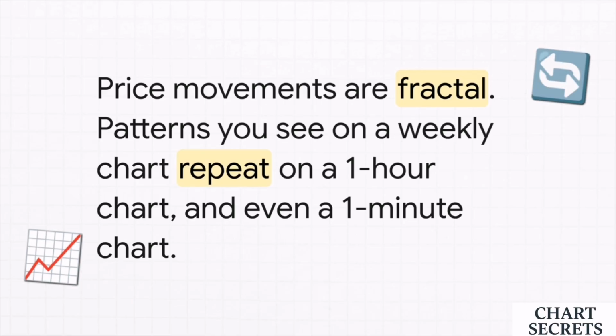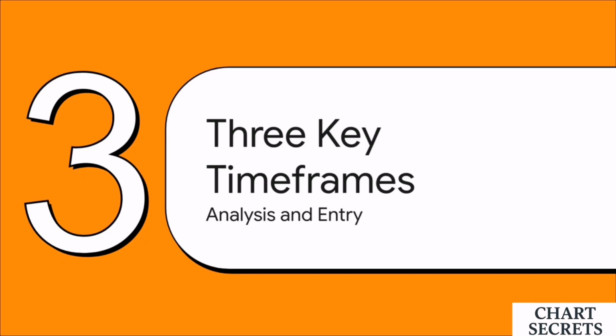Price movements are fractal. You know that classic head and shoulders pattern you see on a weekly chart? Well, a smaller version of that exact same pattern is probably forming on the 1 hour chart right now, and an even tinier one on the 1 minute chart. They are all connected. Okay, that's cool, but how do we actually trade this, right? How do we make this whole fractal idea actionable?